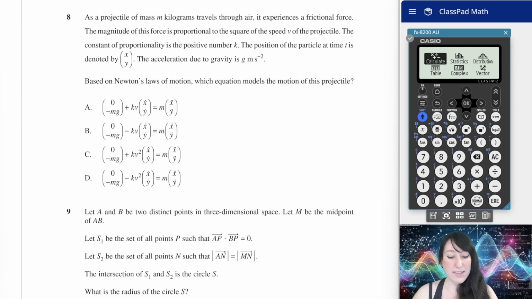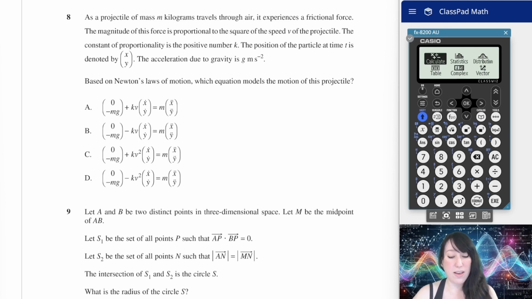Question 8. As a projectile of mass m kilograms travels through the air, it experiences a frictional force. The magnitude of this force is proportional to the square of the speed v of the projectile. The constant of proportionality is the positive number k. The position of the particle at time t is denoted by the vector (x, y). The acceleration due to gravity is g meters per second squared. Based on Newton's laws of motion, which equation models the motion of this projectile?